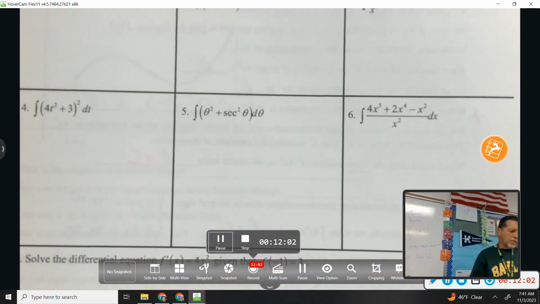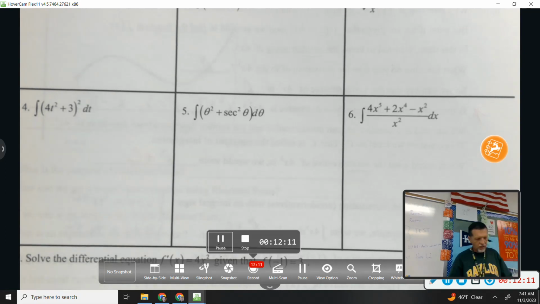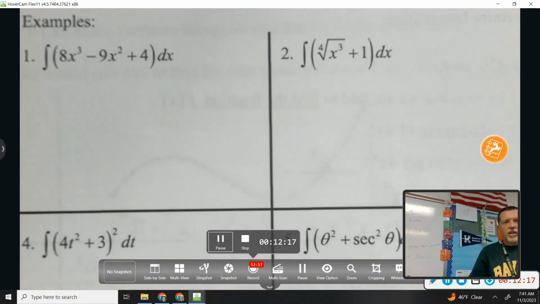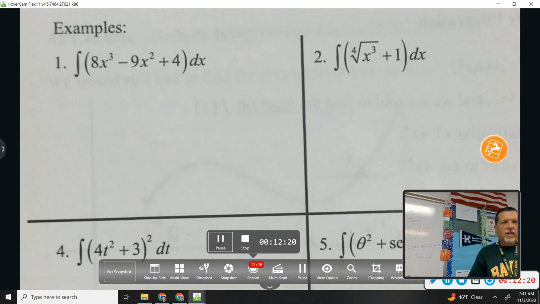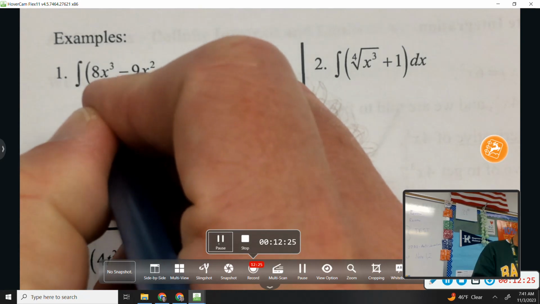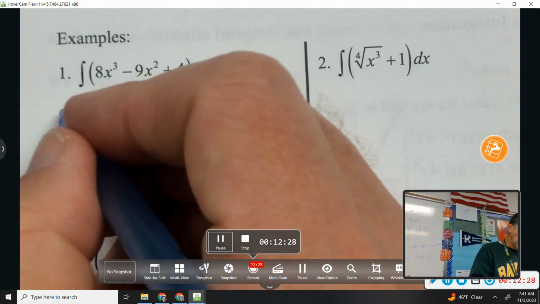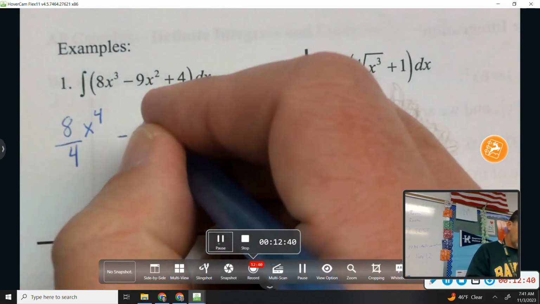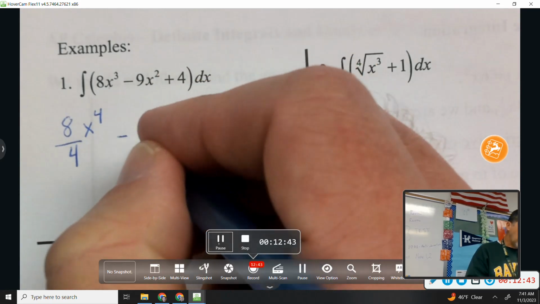Okay, some examples. Antiderivative of 8x cubed minus 9x squared plus 4. That's like 3 different pieces. Let's see here. Go one piece at a time. So let's increase the power by 1. That gets us to 4. And then divide by the new power. Right? Increase the power by 1. Divide by the new power.